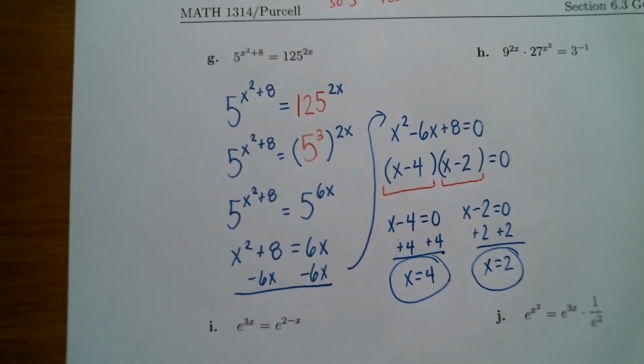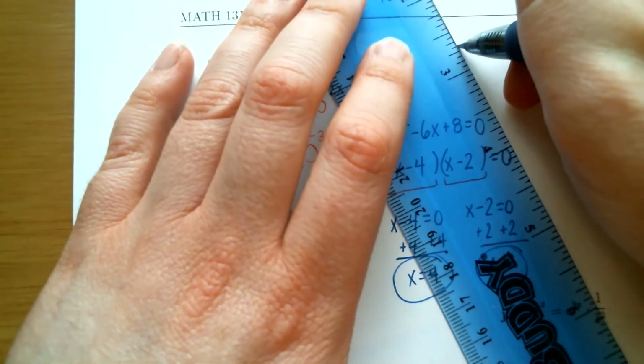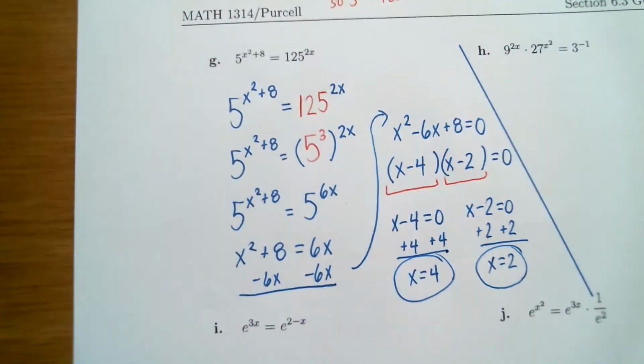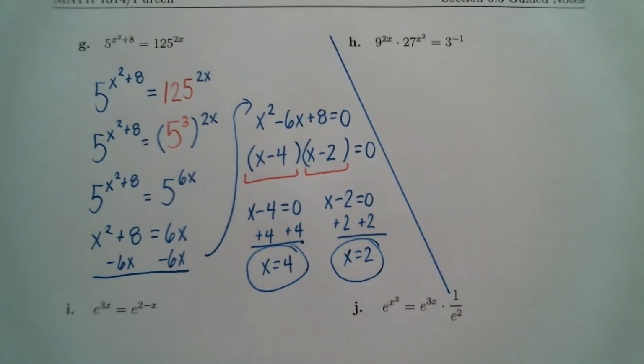Okay. All right, so let me get some room over here. So we can go to part H. All right, in part H, our exponential equation is 9 raised to the 2x power times 27 raised to the x squared power equals 3 to the negative 1 power. Okay, so you've got base 9 involved, you've got base 27 involved, and you've got base 3 involved.